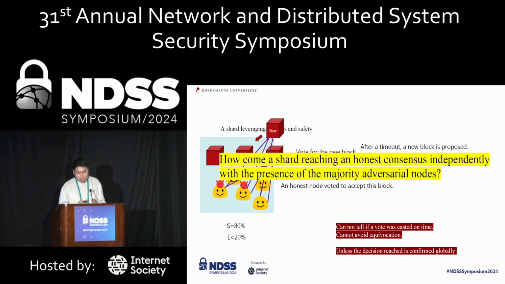This is because the honest nodes may fail to align on whether a block is accepted or not. So it all comes down to this question: how can a shard reach an honest consensus independently with the presence of majority adversary nodes inside the shard?